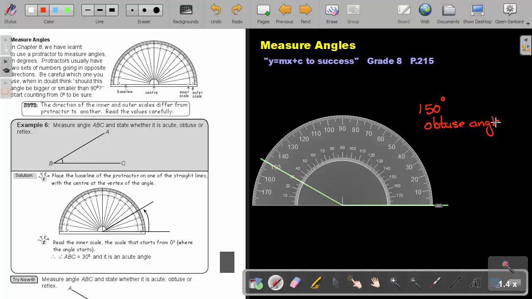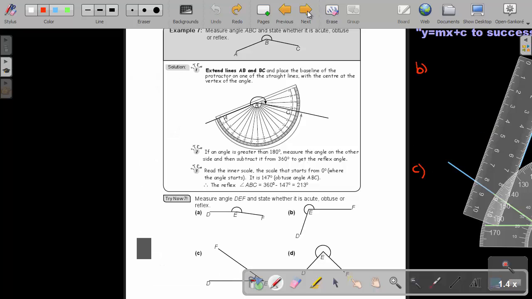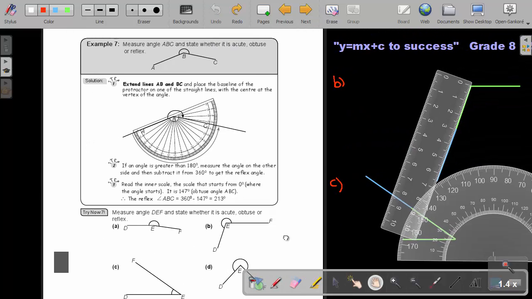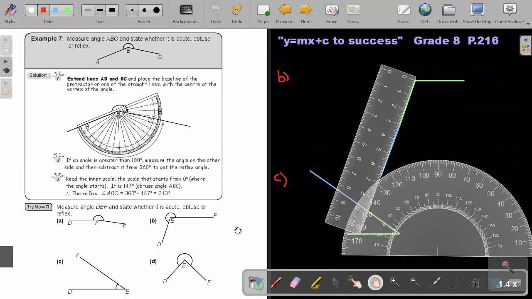And this is how I measure angle 6. Try now 6. Okay, so this one is a bit more complicated. Example 7: measure angle ABC and state whether it's acute, obtuse or reflex. Now, they want you to measure this top one, not this inside one. I can see that it's bigger than 180, so it's going to be reflex.